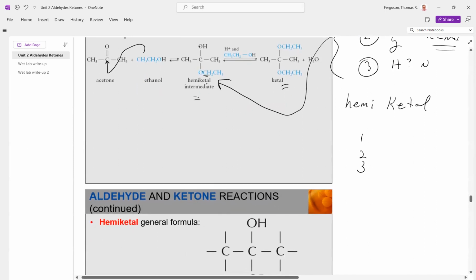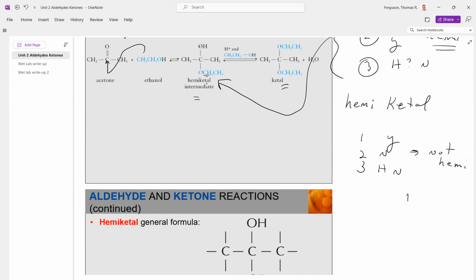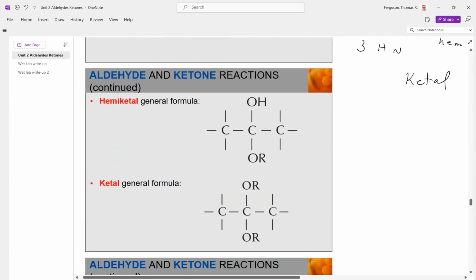Now let's look at this one here. We have OCO, so that's yes. Number two, is there an OH present? No. That means it's not a hemi something. Number three, is H present? No. Hence, it's a ketal. Three steps every single time.